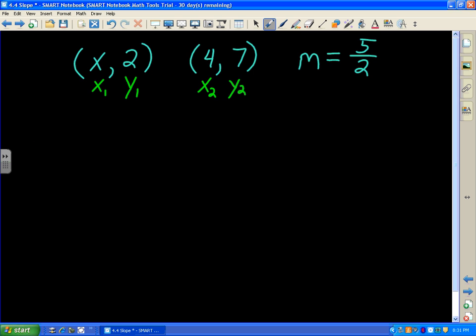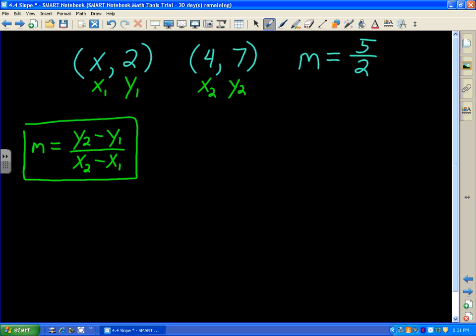So, using your formula here, y2 minus y1 over top of x2 minus x1. Here's your formula. So let's go ahead and plug in what we know. Well, we know m is 5/2. So we say 5/2 is equal to y2 minus y1, 7 minus 2, over x2 minus x1, 4 minus x.